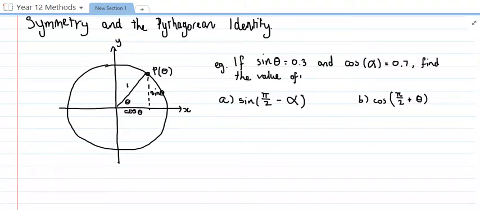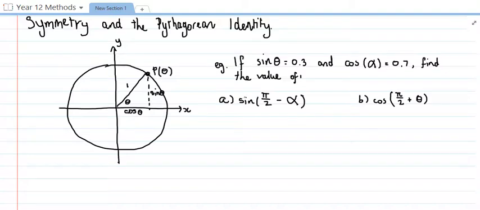And the thing we need to know before we actually start is that when we talk about cos, it refers to the horizontal component of the point on the circle. When we talk about sine, it refers to the vertical component of that point on the circle. Now to do these questions, first off I know that sine theta is 0.3 and I know that cos of alpha is 0.7. I'm going to use those facts to help me get the answers to these.